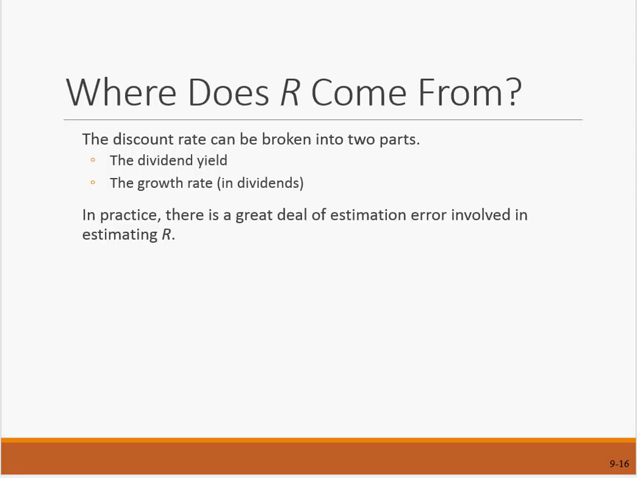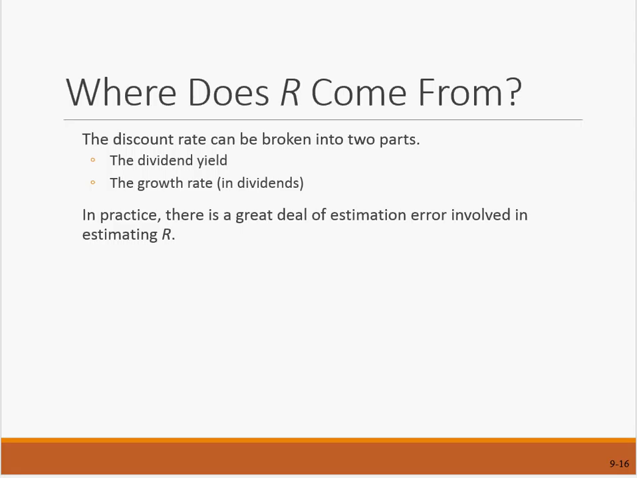And actually R itself is the sum of those two things. So if I have a 4% dividend yield that's growing at 4%, we could add those and get an 8% overall return on that stock.